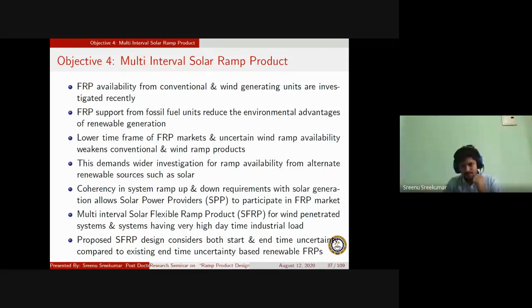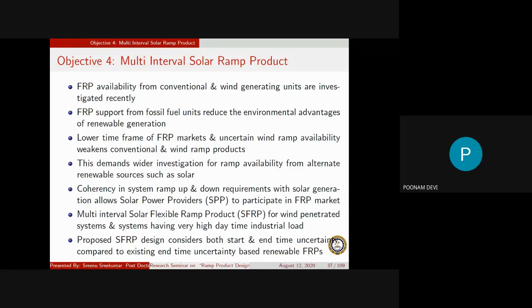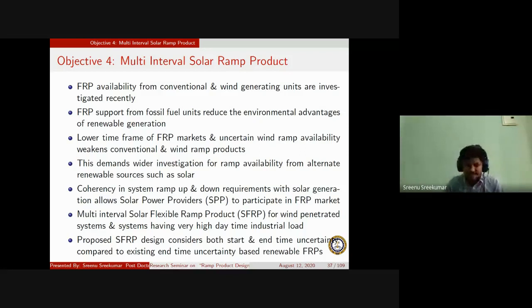And also the proposed SFRP design considers both start and end time uncertainty, compared to end time uncertainty based renewable FRPs.